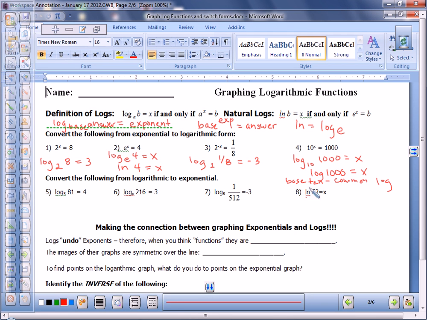Okay, let's add one more down here. Let's do e to the third equals y. What would that be if I switch forms? ln of y equals 3. Okay.